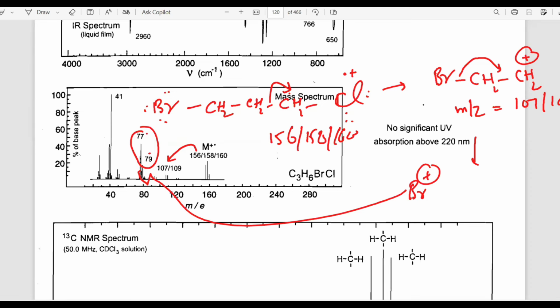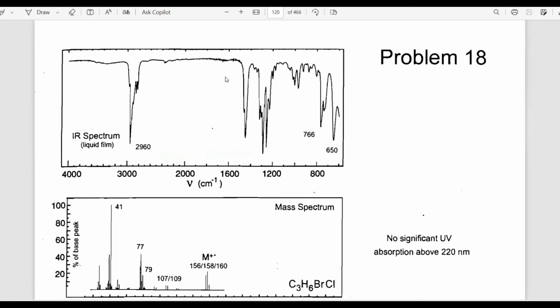Okay. So, mass and IR, we already talked about IR. The IR spectrum is showing sp3 C-H, C-Br, and C-Cl.